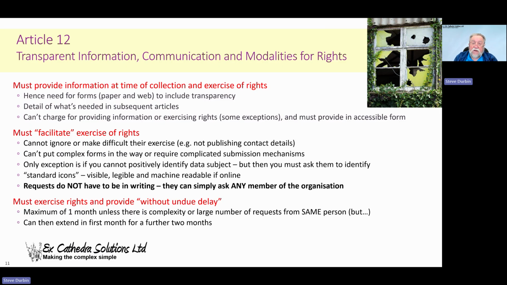Okay, and we need to say on forms and web forms and stuff like that what we're doing with the data, what we're going to be doing with it, and we cannot charge for providing information or exercising rights with some exceptions. We also must provide things in an accessible form, and yes, that does mean things like having to provide in Braille if the data subject is blind and reads Braille and cannot read other text easily.